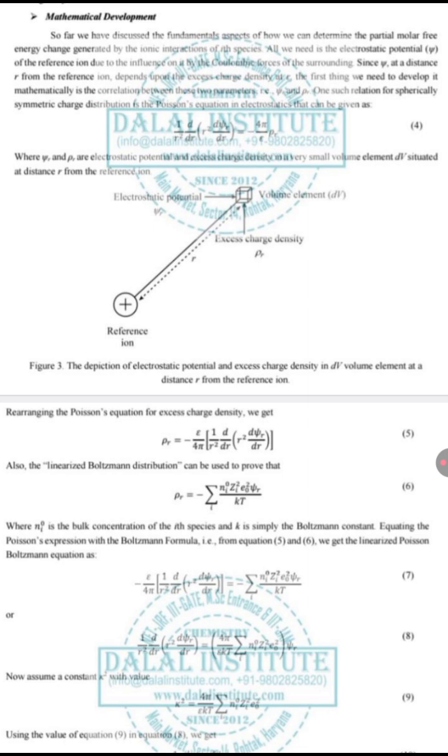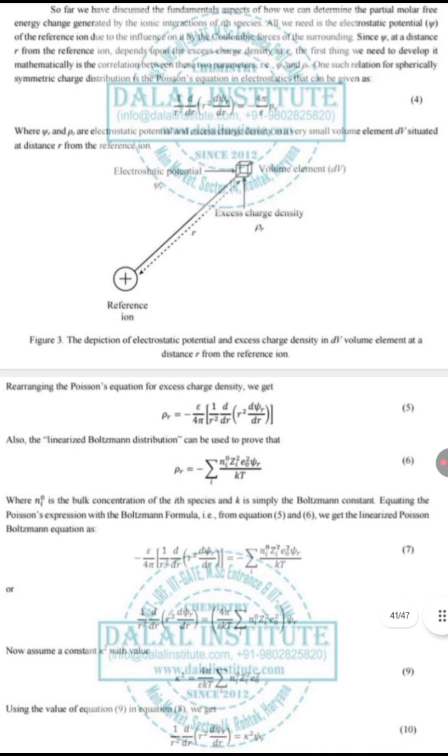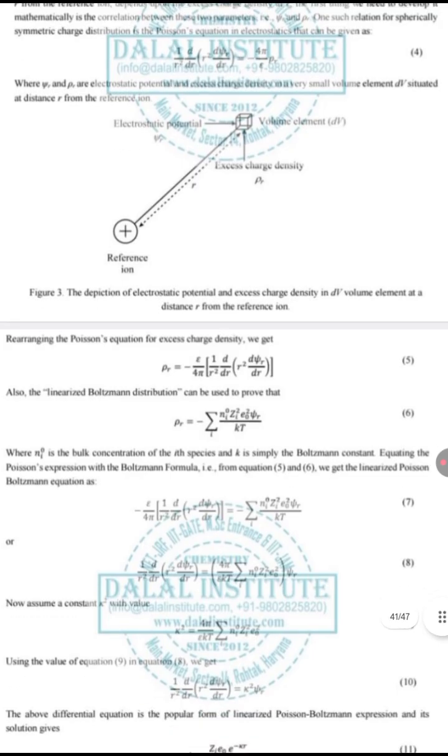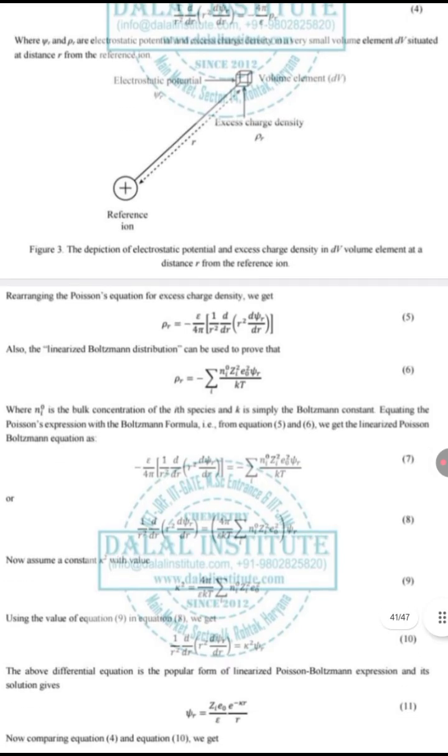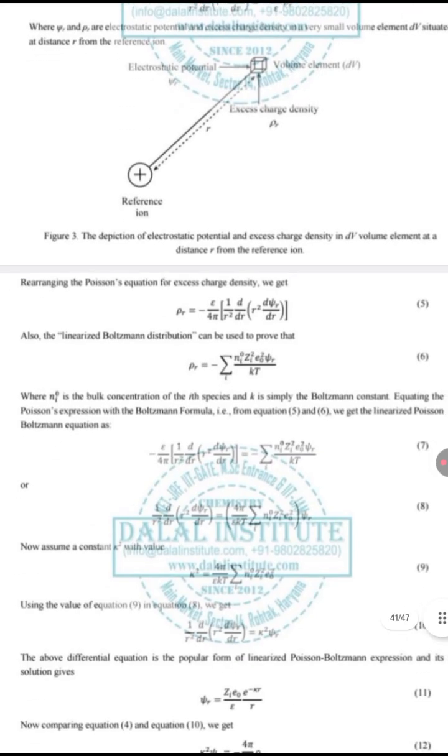One such relation for a spherically symmetric charge distribution is Poisson's equation in electrostatics, which can be given as (1/r²) d/dr (r² dψ(r)/dr) equals minus 4π ρ(r) divided by ε, equation 4, where ψ(r) and ρ(r) are the electrostatic potential and excess charge density in a very small volume element dV situated at a distance r from the reference ion.